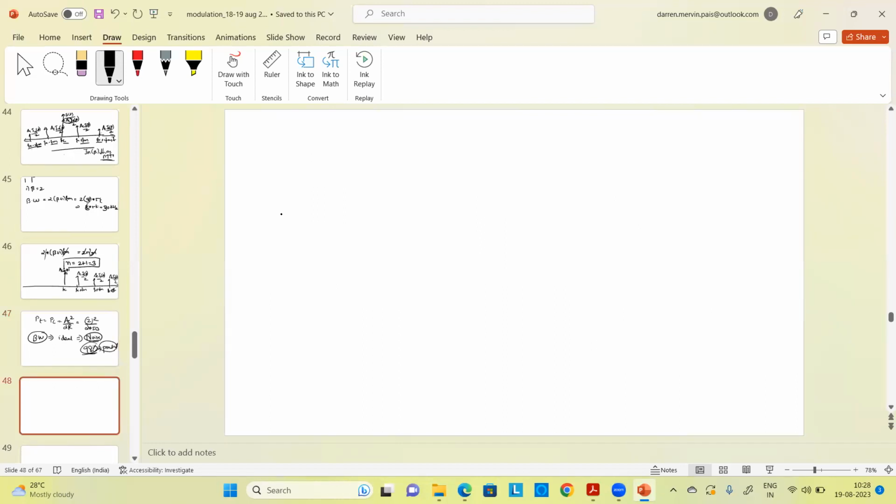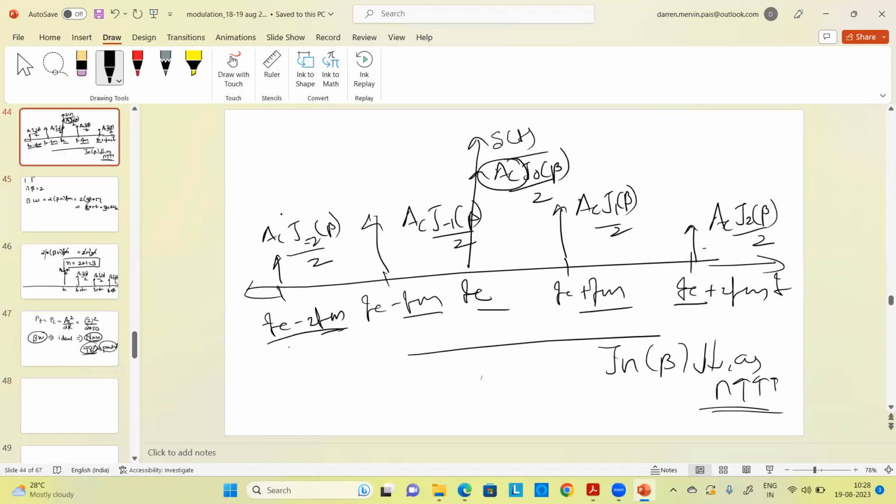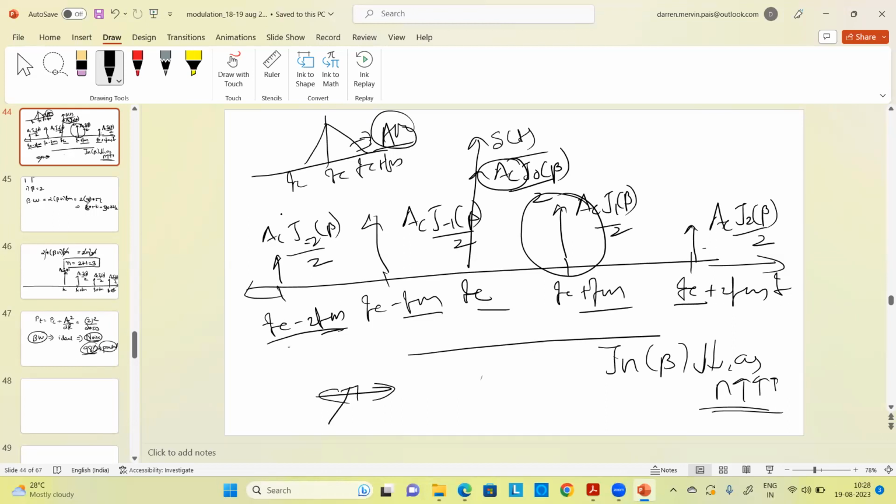Have you ever thought of this question? In AM, we should draw the spectrum as a triangle always: FC, FC plus FM. So why do we draw it in terms of an impulse for FM? Why do we integrate with the impulse? Because the more the bandwidth, the more the chances for noise to enter.